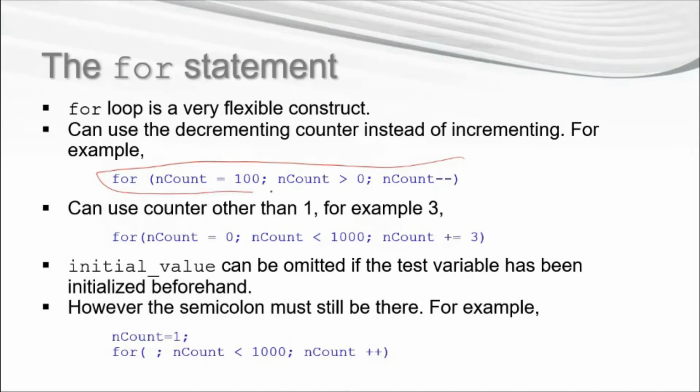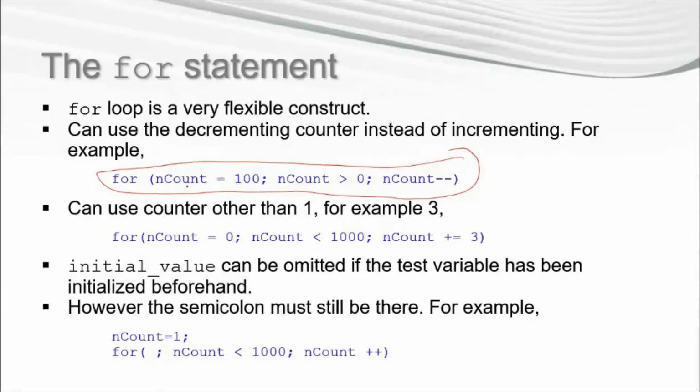for (ncount = 100; ncount > 0; ncount--). You know that the for loop starts with an initialization, then a condition, and then the increment. These are the three statements necessary inside a for loop, and all three are separated by semicolons. After the last statement, the increment, there is no semicolon. So ncount is initialized as 100.